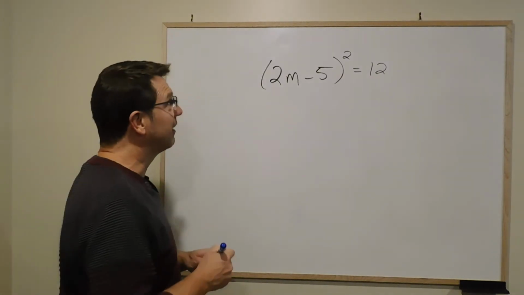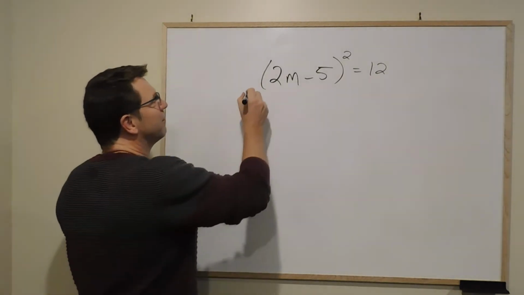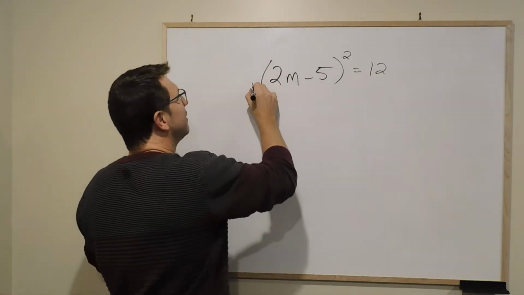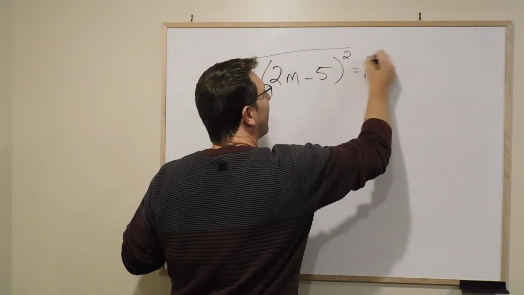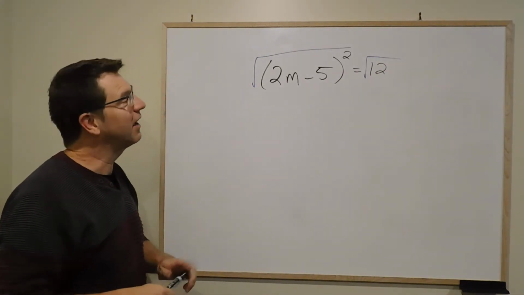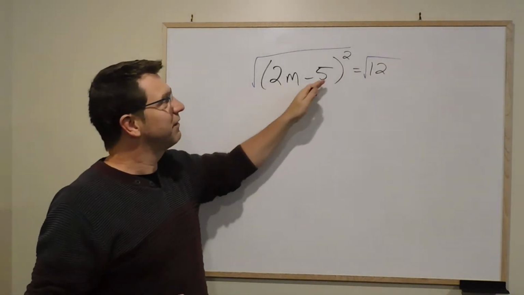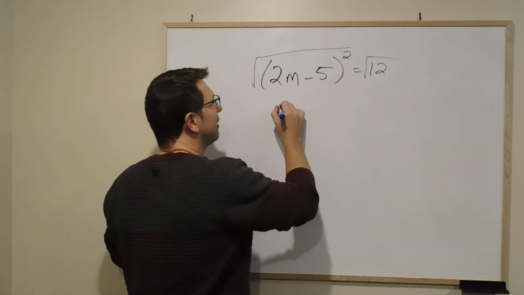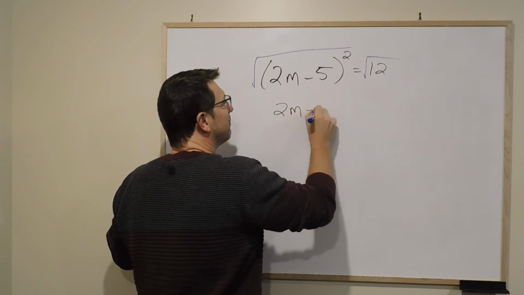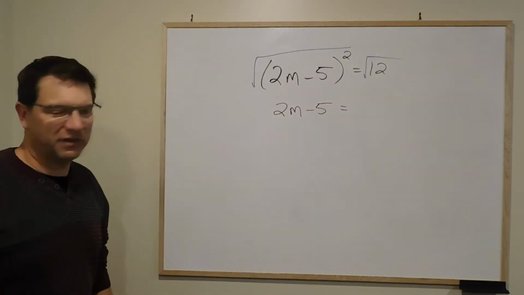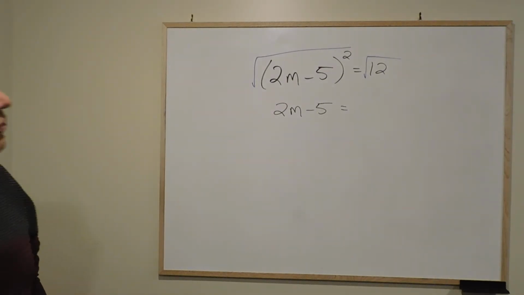Whatever you do on one side, as long as you do it on the other side, it's okay. So if I take the square root on this side, I have to take the square root on that side, and that's okay. 2m minus 5 squared, if I take the square root, I just get 2m minus 5. So that works nicely. But what you've got to do is take that square root of 12.